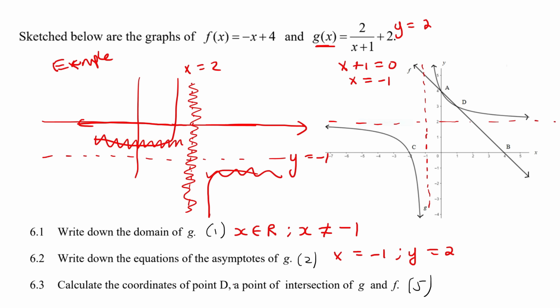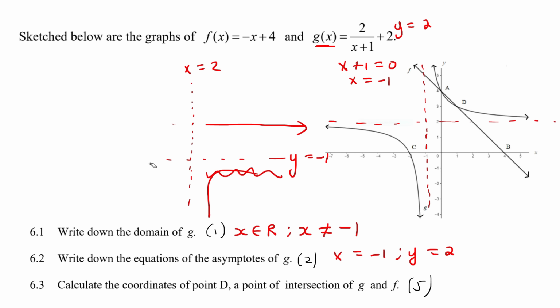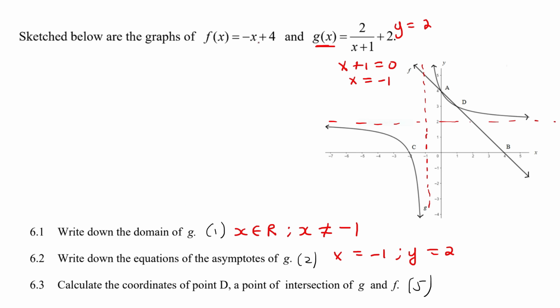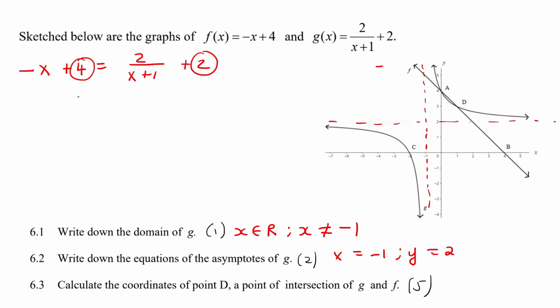Calculate the coordinates of point D, which is the place where the two graphs intersect. Okay, for 5 marks. Most of you are probably going to get at least 3 marks for this question, because we know how to find the point of intersection of two graphs. You just make them equal. So we're going to make this expression and this expression equal, and you would get a mark for that already. Now, I'm just going to simplify the 4 and the 2. I'm going to take the 2 to the left, so you're going to end up with that.